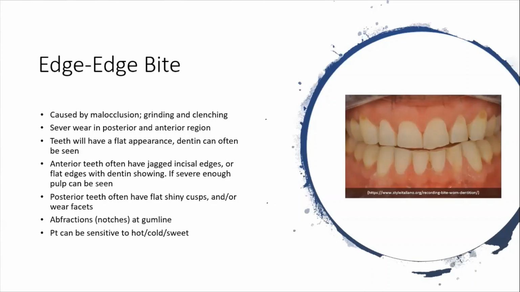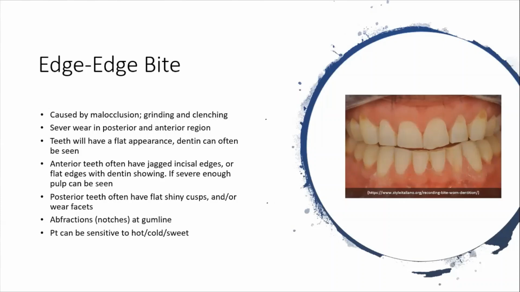Like I said, the anterior teeth often have flat, jagged incisal edges. In the posterior teeth, they will have flat, shiny cusps or wear facets. And if anybody remembers what wear facets are, it's like these perfect little circles on the molars. And that's just where the upper and lower teeth are constantly hitting each other. They're just wearing out the enamel there.